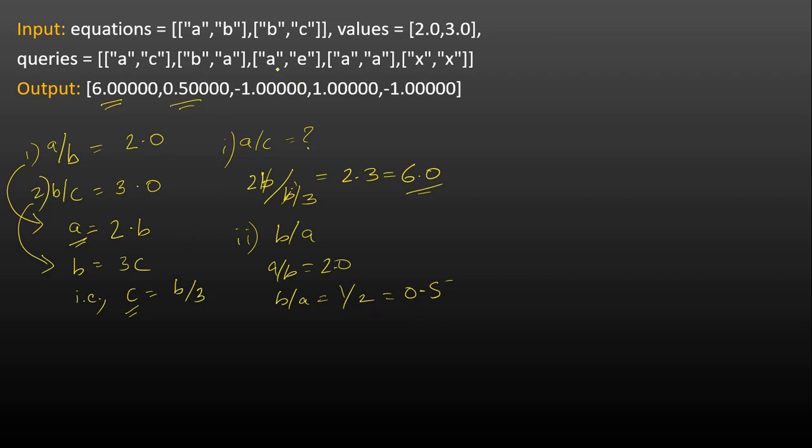Now if we take a by e, we have been provided variables a and b, but there is no e. So whenever we find a variable in the query which is not there in the equations, we can directly return -1. Now a by a, any number divided by the same number is 1, so that's why here it is 1, provided that the variable is there in the equations. Now let's take the next example, x by x. Here also the same variable upon itself should be 1, but the variable x is not in the equations. Since we don't have that x variable in the equations, we should return -1.